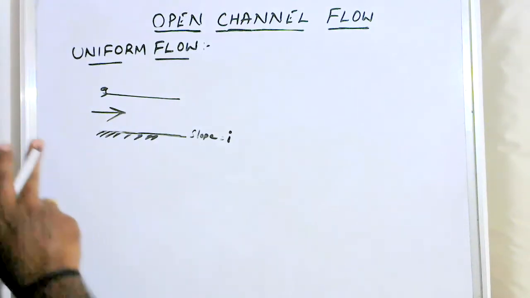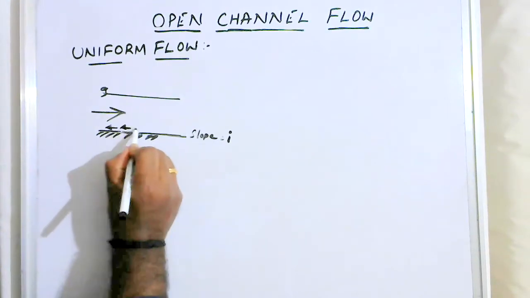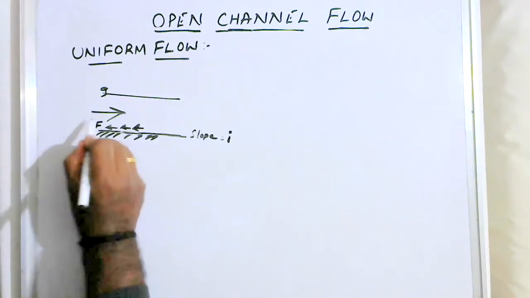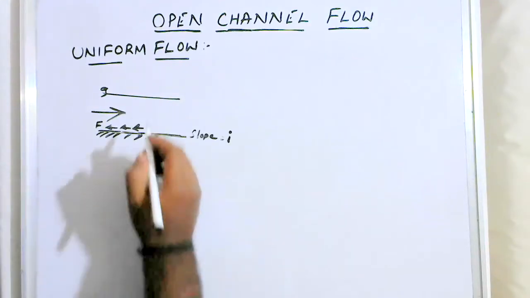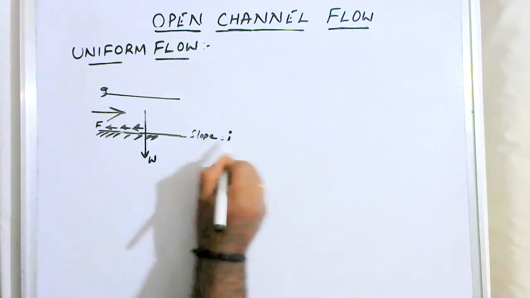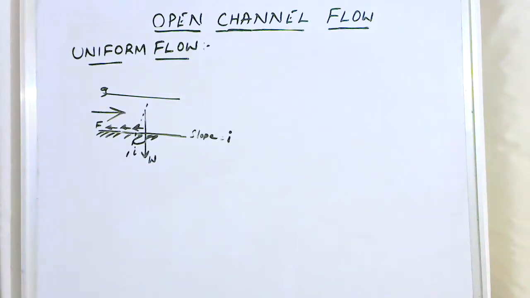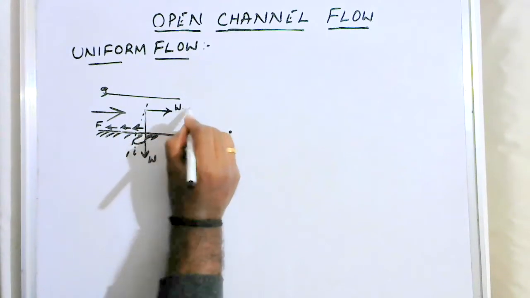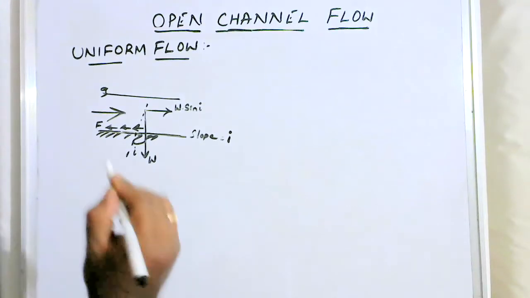See, usually whenever the water flows in the channel, there will be a resistance offered by the channel bed in the opposite direction. I'll take this resistance as F. This resistance F is counteracted by the component of the weight which is acting in the flow direction. The weight of the water in the channel will always act vertically downwards. Since the channel has a slope I, this angle of inclination also becomes I. Now the component of this weight in the direction of flow is taken as weight multiplied by sine of I.